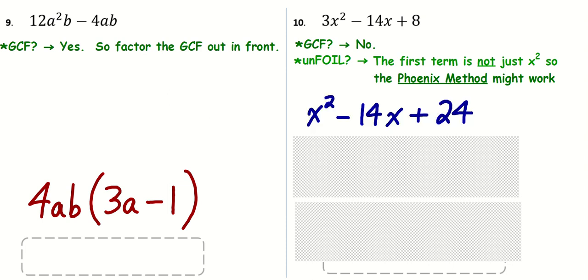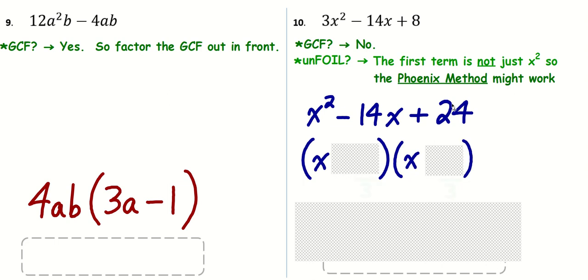So remember, we don't need to drag our feet through the steps so slowly this time. So get rid of the Phoenix. 3 times 8 is 24. Basic unfoil. How do we get positive 24, but also negative 14? Well, because I'm a genius, I can say for starters that it's going to be a couple negatives. Negative something times negative something else to make a positive 24, but they add up to negative 14. Negative 12 and negative 2.